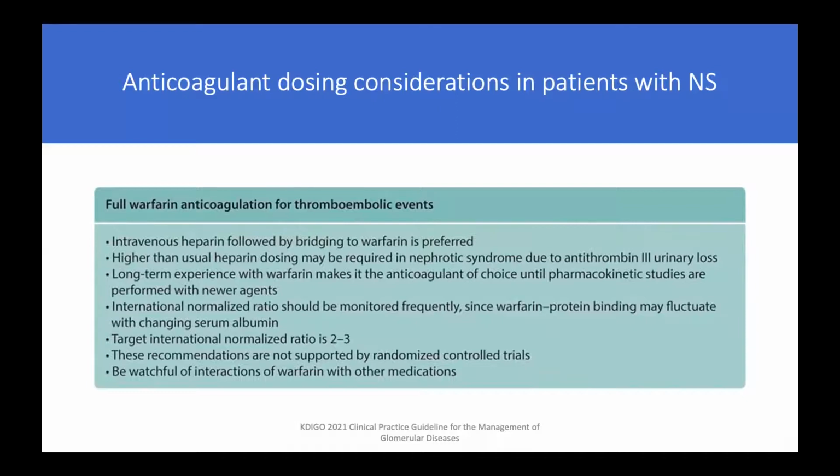Because there is deficiency of antithrombin, there is resistance to the action of heparin in nephrotic syndrome patients, and they might require higher doses of heparin because of heparin resistance. The other way to overcome heparin resistance is to supplement the patient with antithrombin. That can be done through FFP transfusion, and then the patient should be bridged to warfarin, and the INR target is 2 to 3.